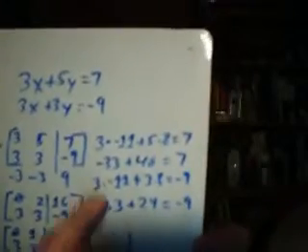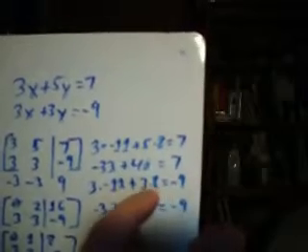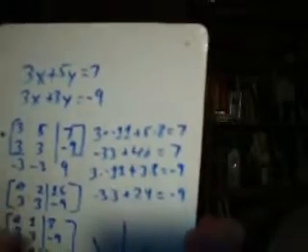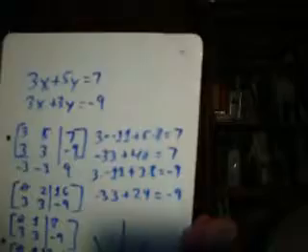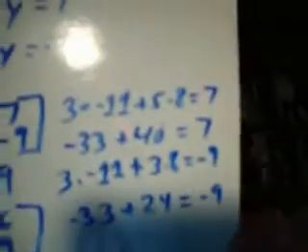How about the second one? Negative 11 times 3 is negative 33. 8 times 3 is 24. Negative 33 plus 24 is negative 9, thus solving the second equation. Okay? So these two lines will intersect at point negative 11 and 8. That's the x and y coordinates where the two lines will intersect.